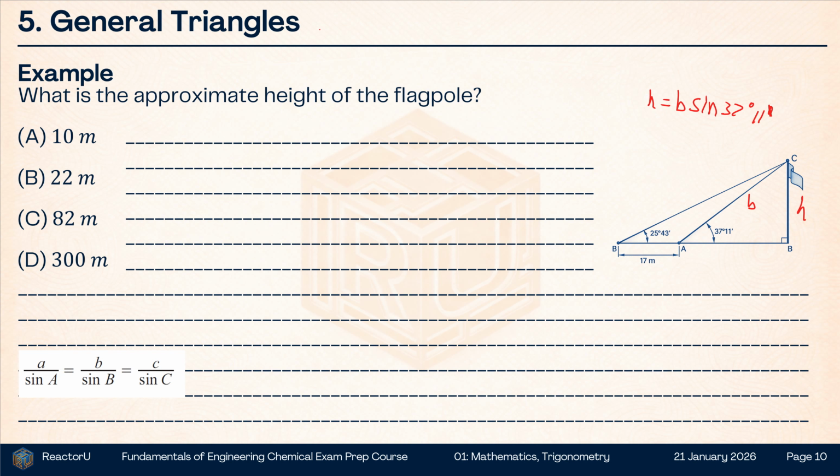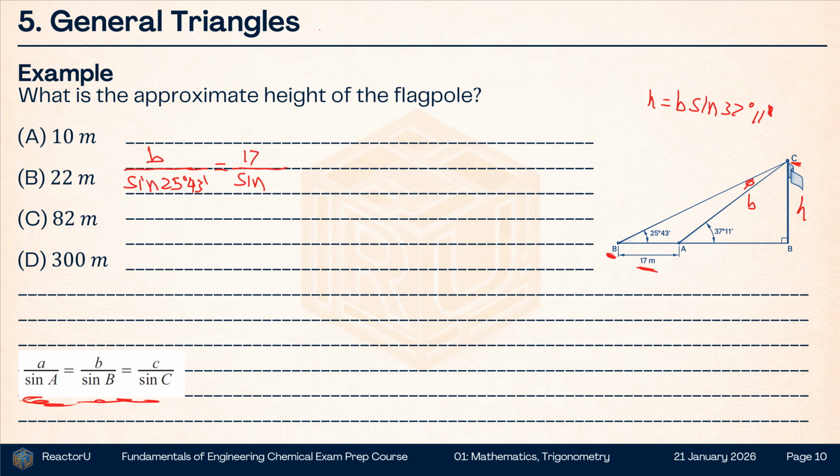What we need to do is find this b in order to find this h. How can we find this b? We can use the law of sines. The b here corresponds to this angle B here, and this c corresponds to this BA side length here, 17. So we can say b over sine 25 degrees 43 minutes equals 17 over sine of this angle here, which we need to find. Let's call it phi.